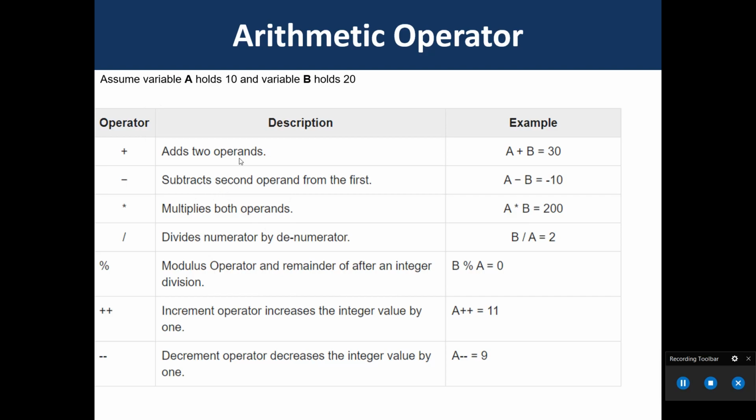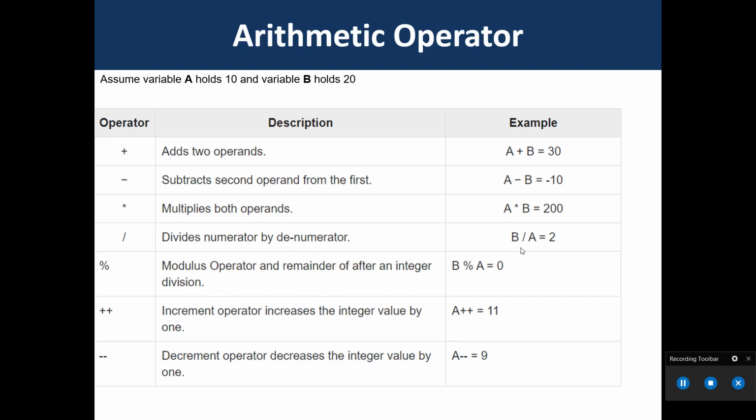Then add two operands. For example, A plus B means 10 plus 20, then the result is equal to 30. Then subtract the second operand from the first. A minus B means 10 minus 20, then the result is equal to minus 10. Then multiply both operands. A multiply by B means 10 multiply by 20, then the result is equal to 200.